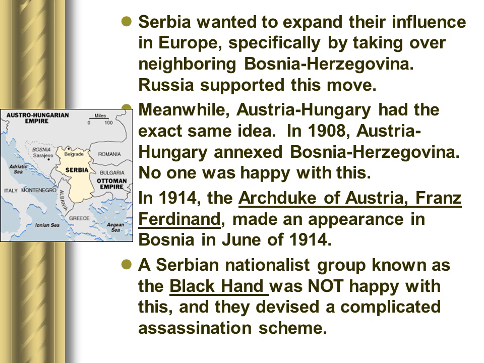Meanwhile, Austria Hungary to the north had the exact same idea. They also wanted to take over weak Bosnia. When one country takes over another one without a war, it's called annexing. No one's really happy that this has gone down. In 1914, the Archduke of Austria, his name is Franz Ferdinand, is going to make an appearance in Bosnia.